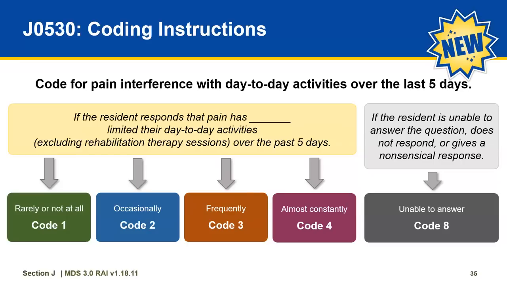If the resident responds that pain has frequently limited their day-to-day activities, excluding rehabilitation therapy sessions over the past 5 days, code 3, frequently. If the resident responds that pain has almost constantly limited their day-to-day activities, excluding rehabilitation therapy sessions over the past 5 days, code 4, almost constantly. Code 8, unable to answer, if the resident is unable to answer the question, does not respond, or gives a nonsensical response.